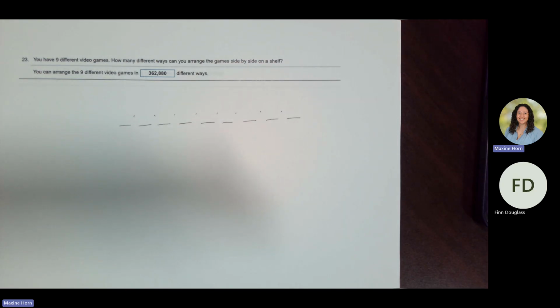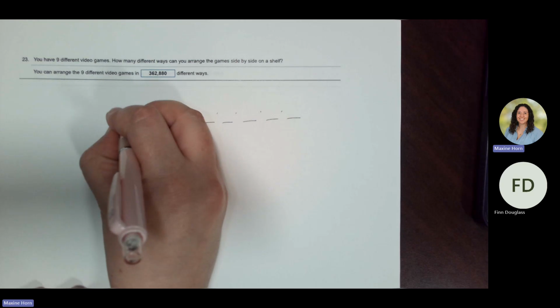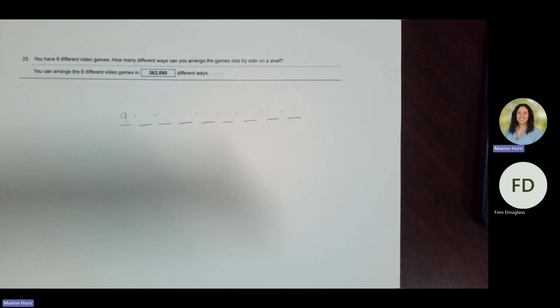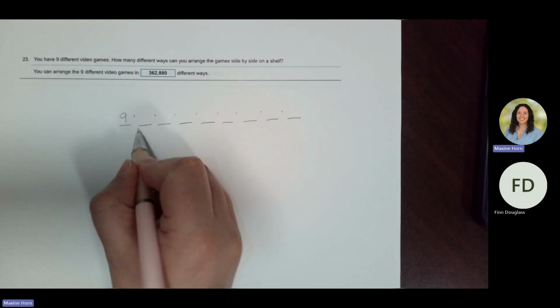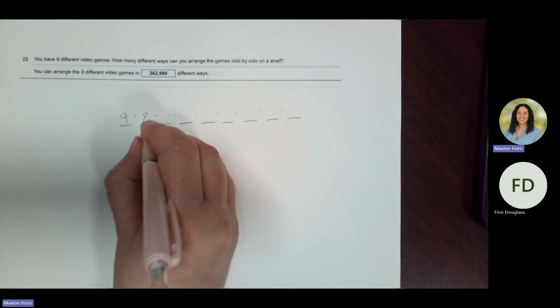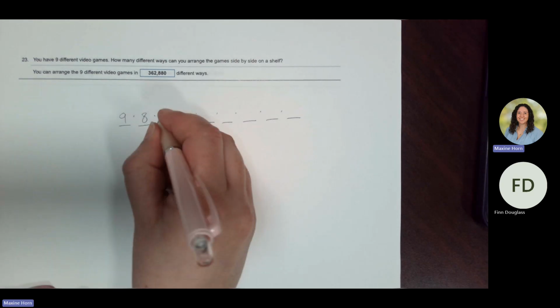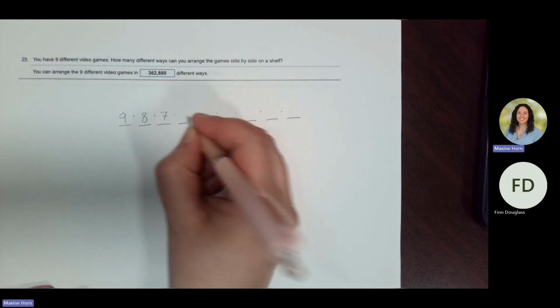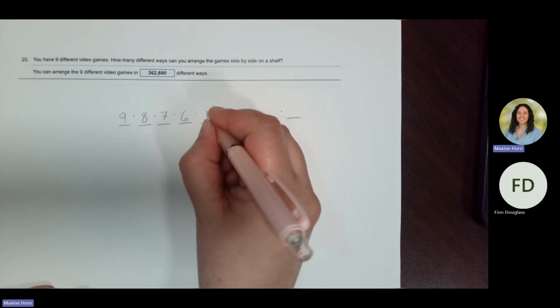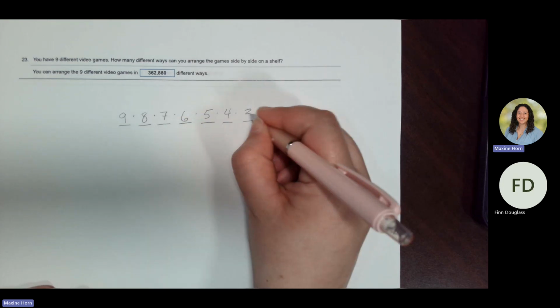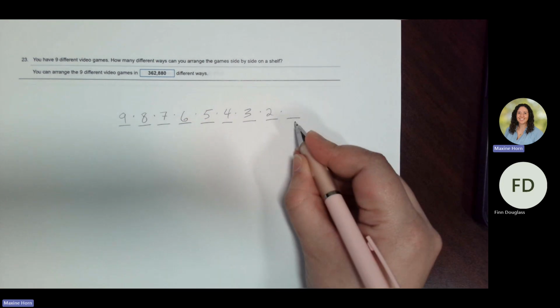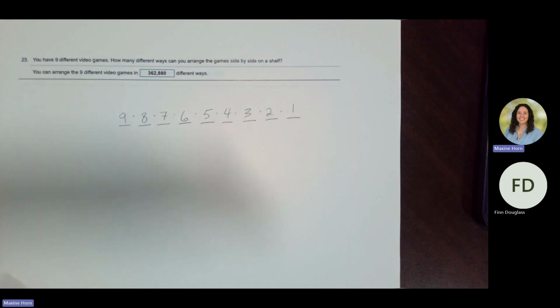So for the first slot, I have all 9 to choose from. I can put any of the 9 video games there. But once I put that first video game in, for the second slot, there's only 8 video games left to choose from because I've already put one in. And once I put a second one in, now I only have 7 to choose from. And once I've put that in, now I only have 6 to choose from. And now I only have 5 and 4 and 3 and 2. And when I get to my last one, there's just one left to choose from.